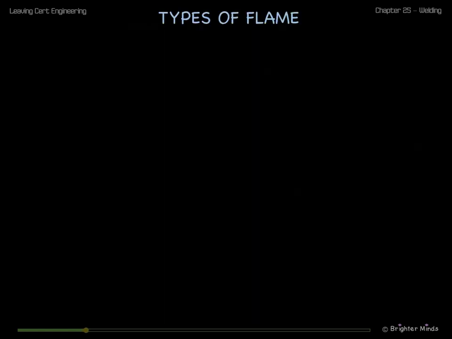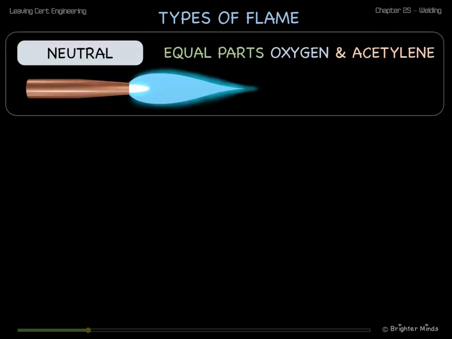It is important to use the right type of flame in gas welding. A neutral flame consists of equal parts oxygen and acetylene. It is blue with a small rounded white core. It has no chemical effect on the metal.